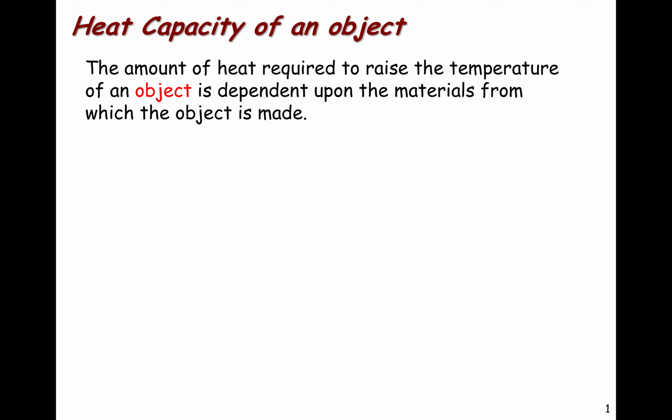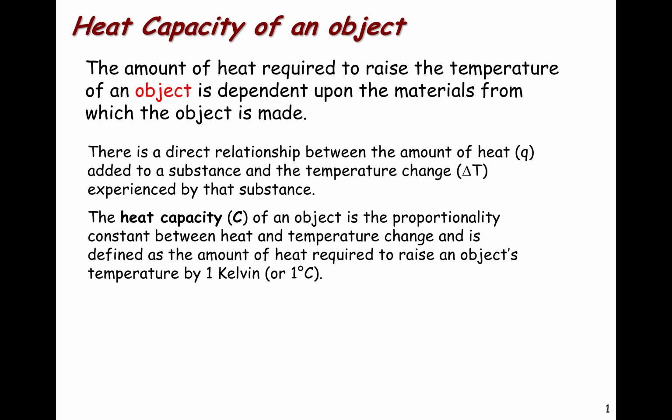The heat capacity of a particular object, which might be made from a variety of materials, can be defined as the amount of heat required to raise the temperature a specified amount. In this case, there's a direct relationship between the heat that is added to the object and the temperature change that occurs, and the proportionality constant that is given the symbol C gives the relationship between the heat and the temperature change.